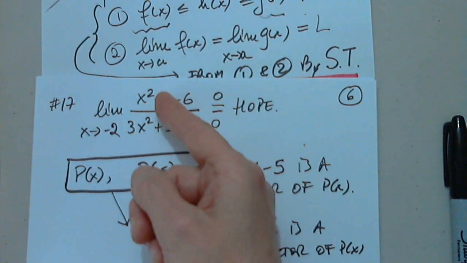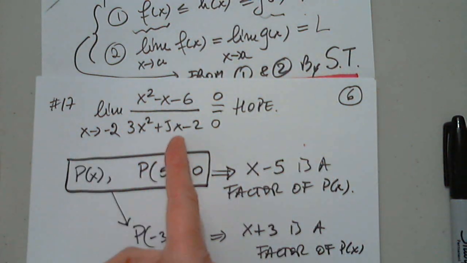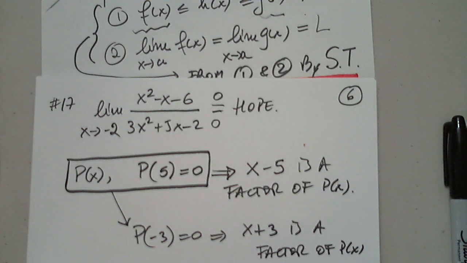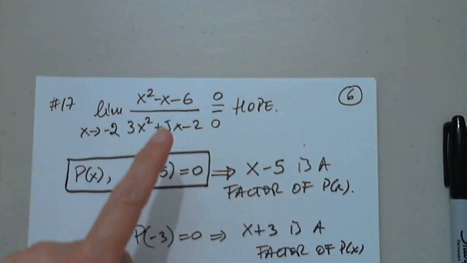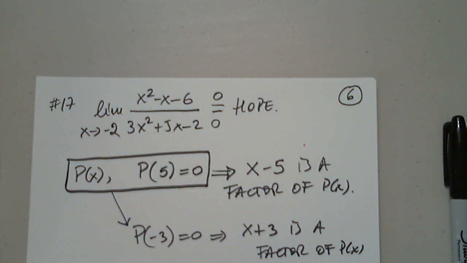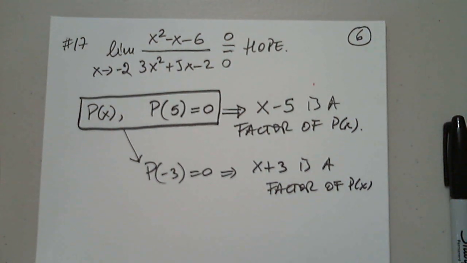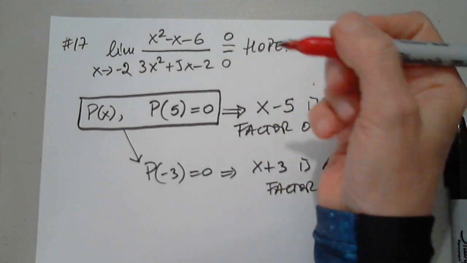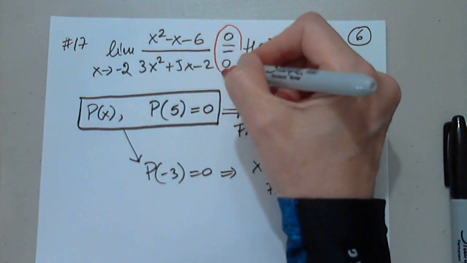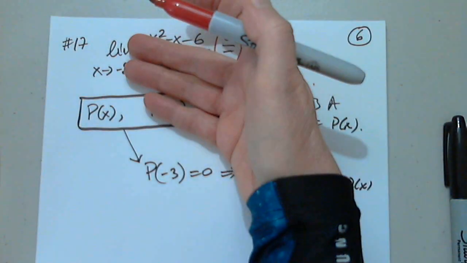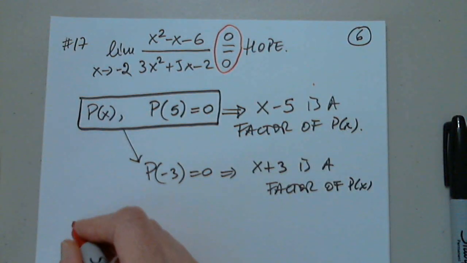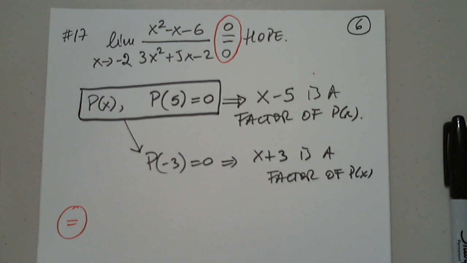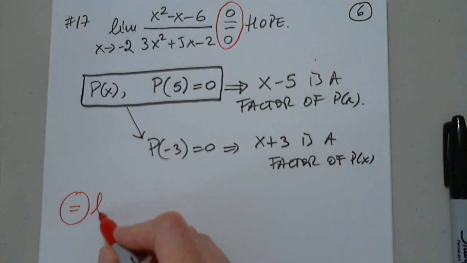I plugged in -2 at the top and I got 0, and I plugged in -2 at the bottom and I also got 0. What would you tell me about the polynomial at the top as well as the polynomial in the denominator? That's how lazy people do it. I don't want to write this again. I circle it and jump over this and continue here.